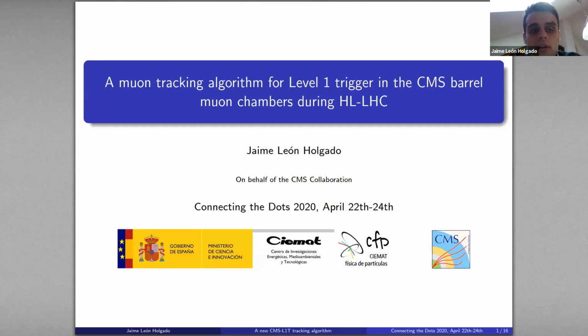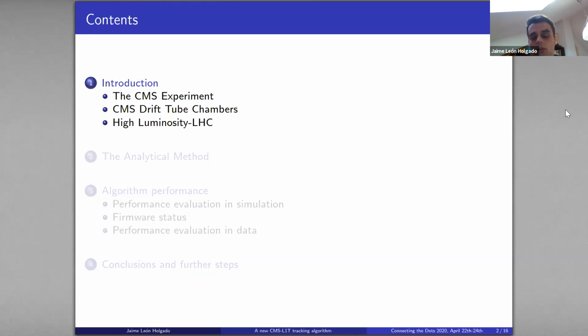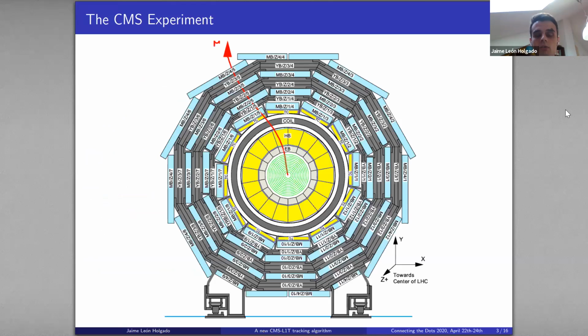So I would talk about a new muon tracking algorithm for the level 1 trigger in the CMS barrel muon chambers during high luminosity LHC. First, I will give a brief introduction about the CMS experiment and also high lumi. This is a diagram of one of the 5 wheels of CMS. Here you can see all the subdetectors in the barrel, from the inner tracker to the muon chambers.